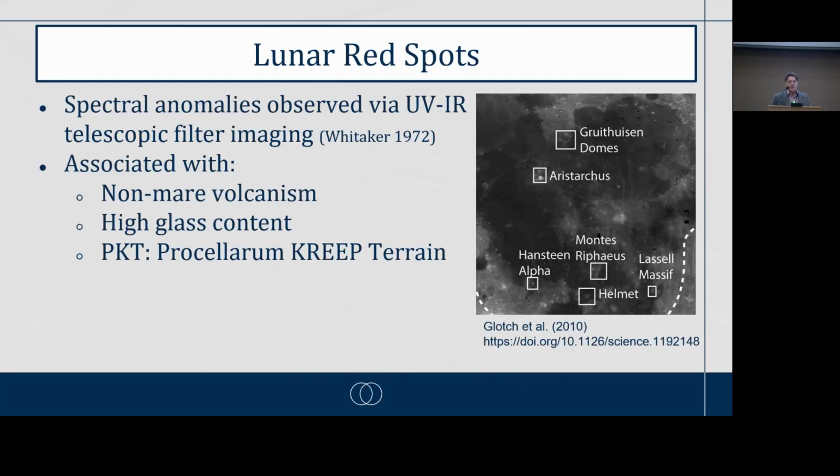So lunar red spots, a brief history. Spectral anomalies were found with telescopic filter imaging, and they were found to be regions that were strong UV absorbers, so they are red in the UV compared to the blue mare. These are usually associated with areas of non-mare volcanism. They're usually highly silicic. There's often high glass content, and they are also associated with PKT.